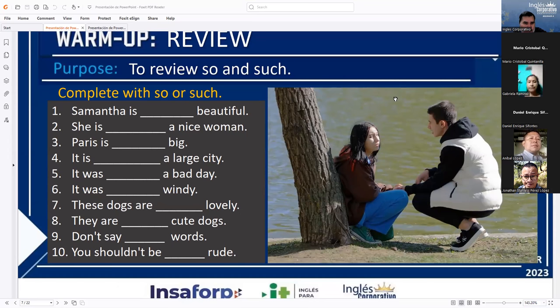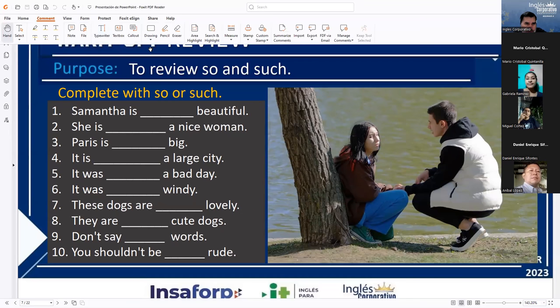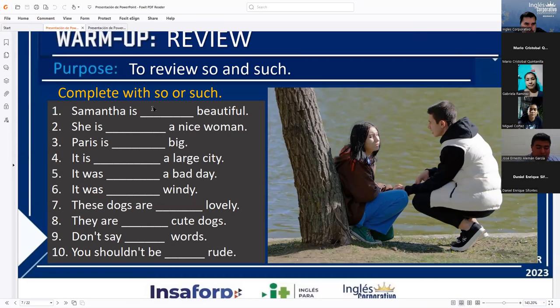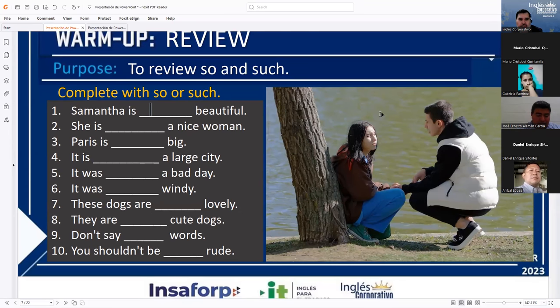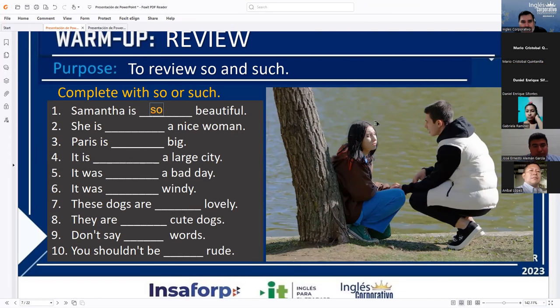Eleven people are out, but let's begin. Okay. We have the first one. We said Samantha is so beautiful, right? So beautiful. This is the short form when you want to say, wow, that was incredible. It was so beautiful. So you want to say, very beautiful, okay? And then we're going to see the complete form. So she's, what do we use?